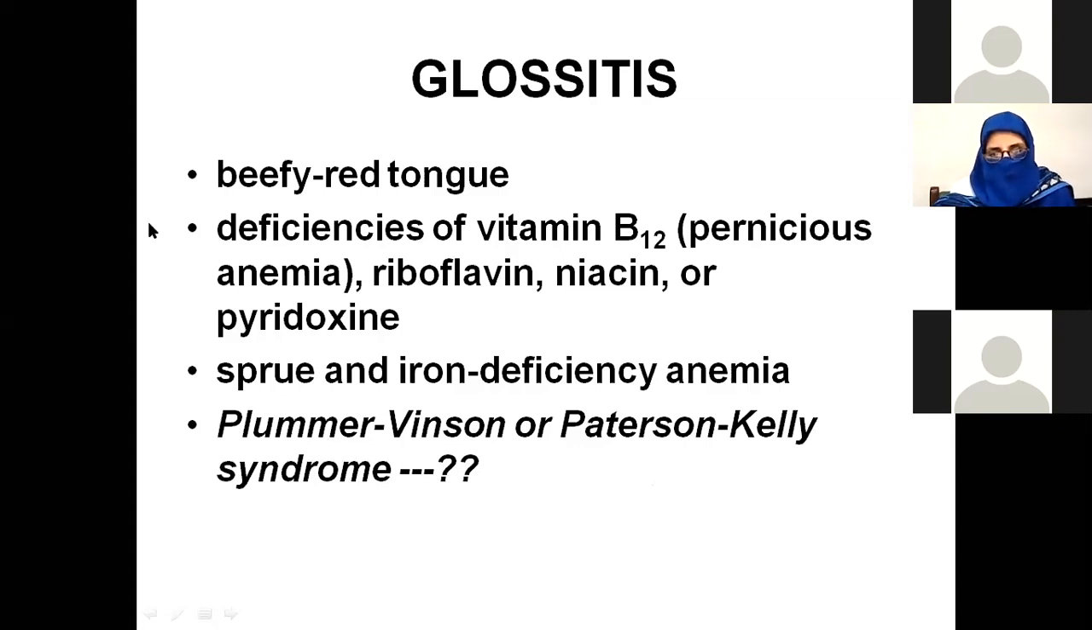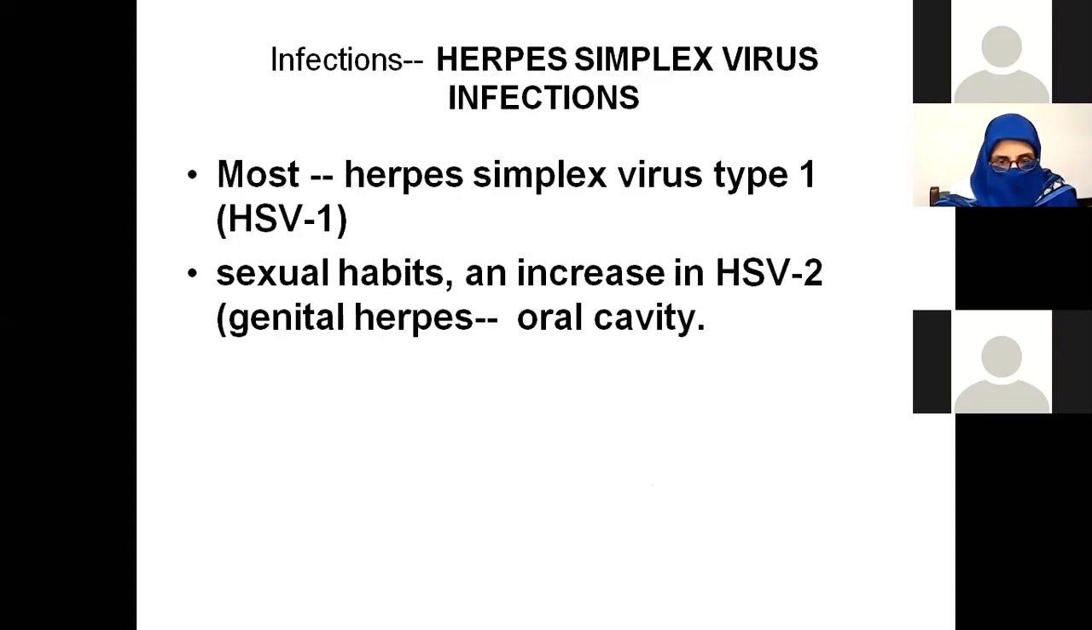Vitamin C deficiency will cause gum bleeding, again a manifestation in the oral cavity. Okay, two other topics. Now 15 minutes are left. So the two important topics: one is herpes simplex and the other is candidiasis.